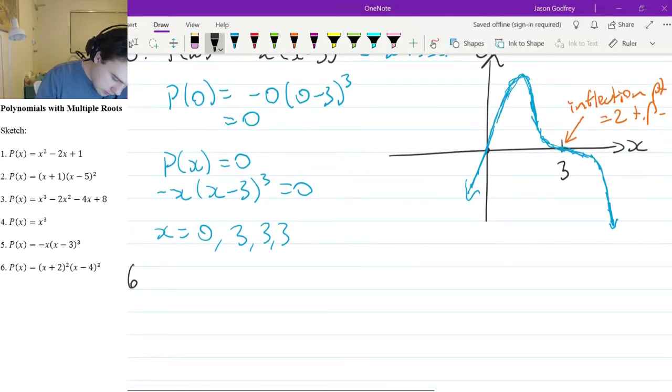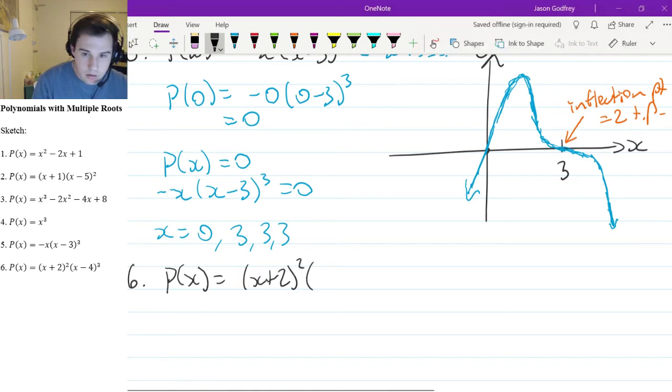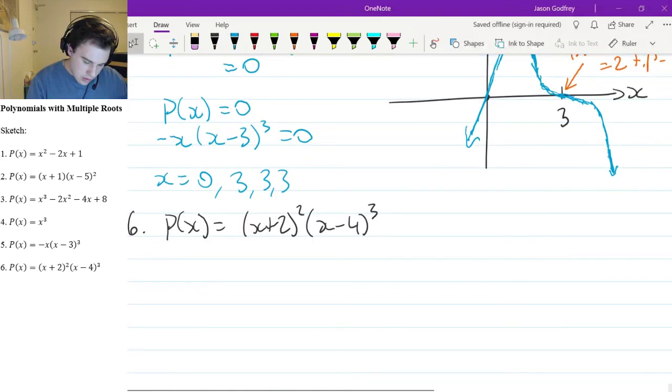Okay, last one here. We've got number 6. The polynomial is x plus 2 all squared, x minus 4 all cubed. So here we've got how many lots of x? x times x, and then in the second set we've got x times x times x, 3 times, so altogether this is a quintic, x to the 5. Okay, so it's going to have 4 turning points and up to 3 roots.